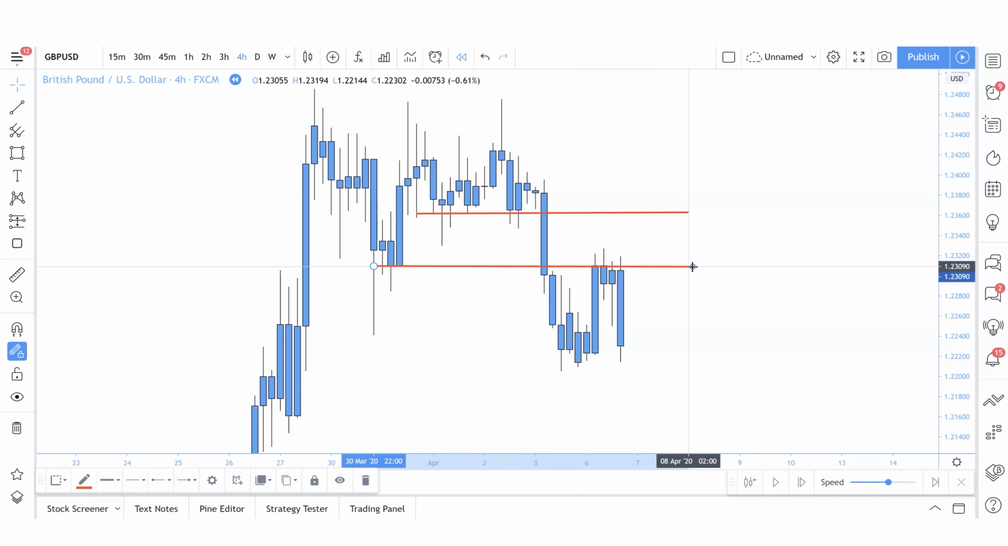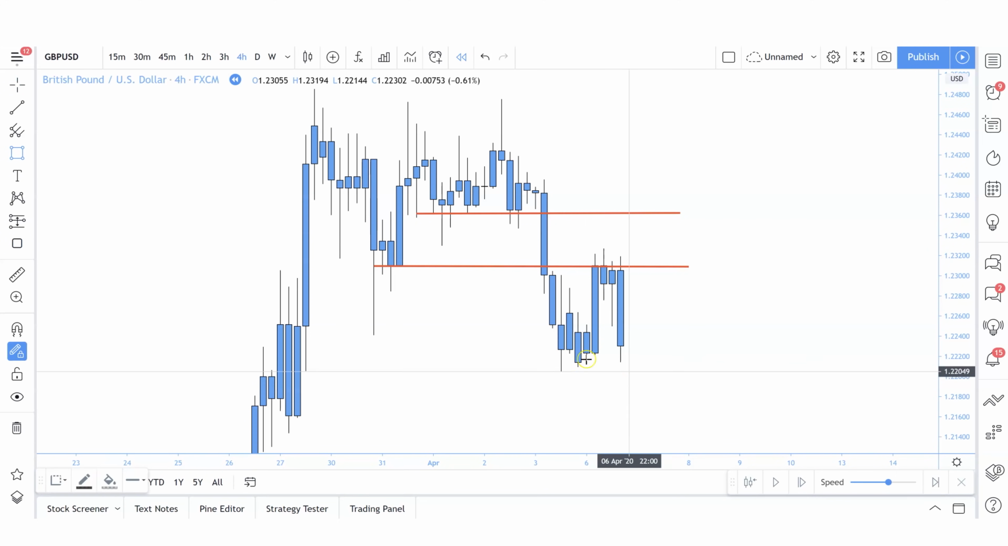I'm almost sure of that. And now we have a lower high formation here. So we'll be looking for selling opportunities. Just checking our ranges though. We cannot sell into this level here.